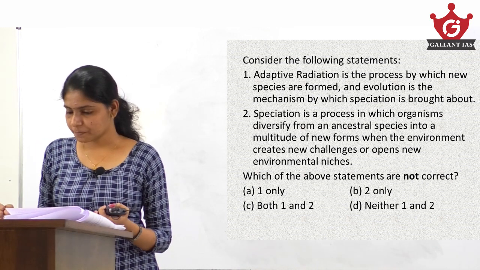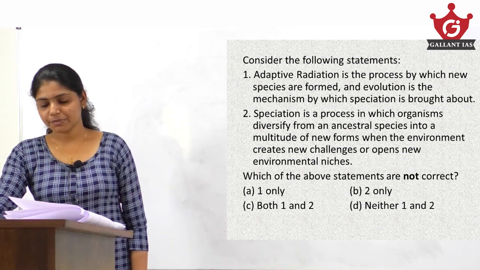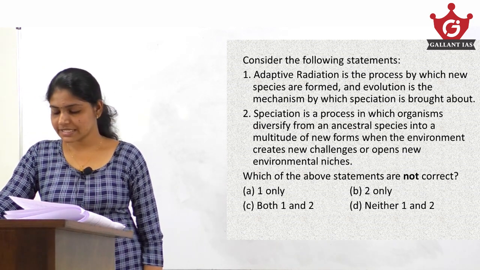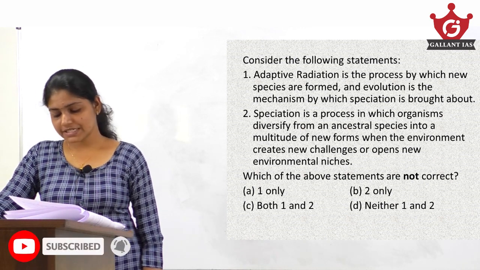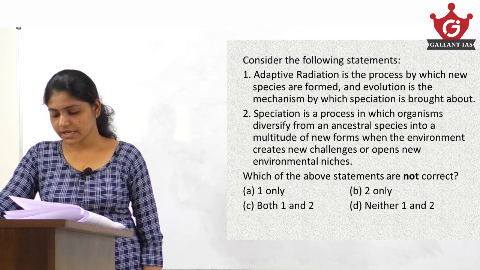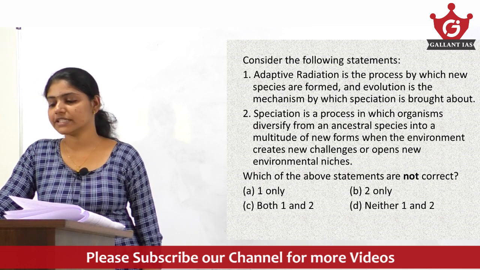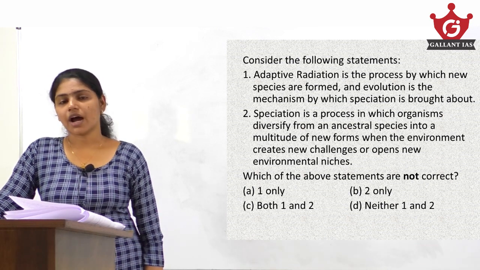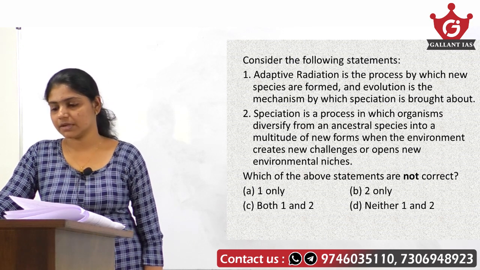So the question reads, consider the following statements. First statement reads, adaptive radiation is the process by which new species are formed and evolution is the mechanism by which speciation is brought about. And second statement, speciation is a process in which organisms diversify from an ancestral species into a multitude of new forms when the environment creates new challenges or opens new environmental niches. So here you are asked to pick out the incorrect statements, not the correct statements.